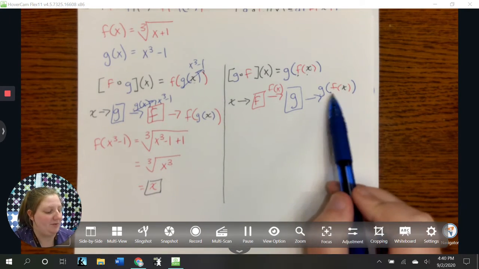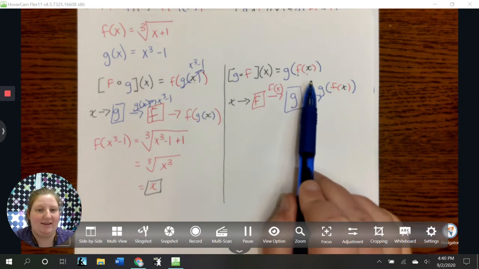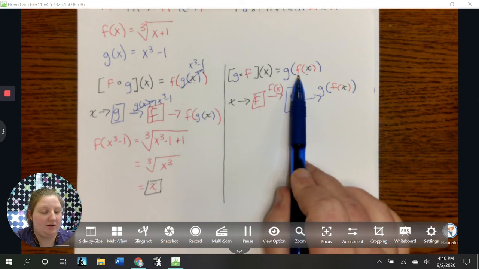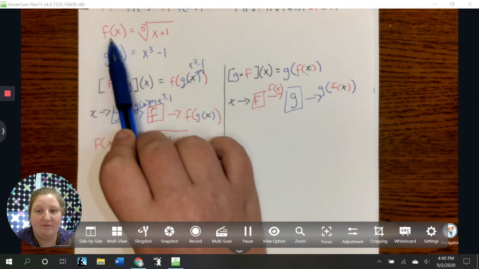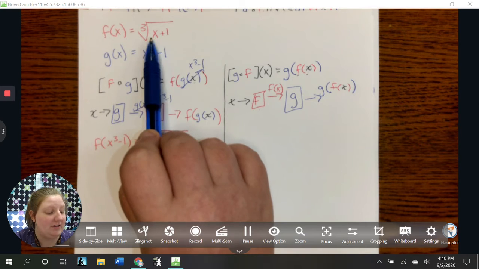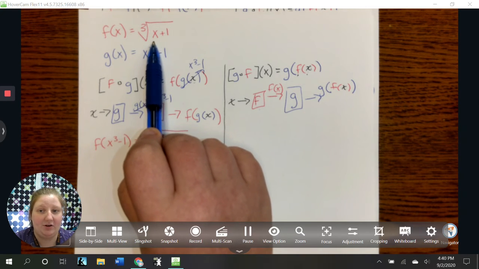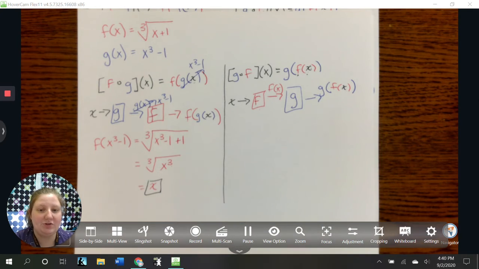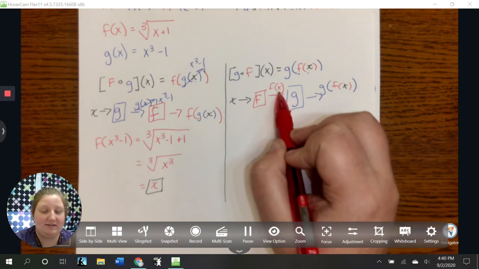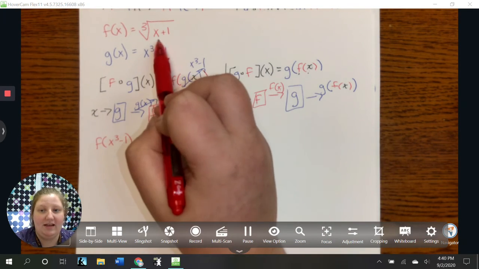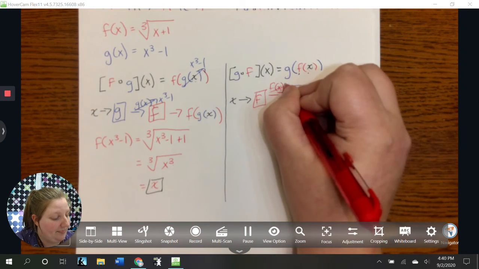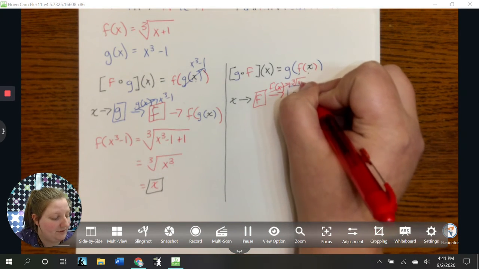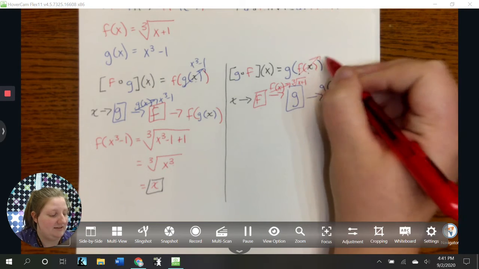So to evaluate this, we start with x by plugging x into f. Well, if we come up to our function f, we've already plugged x into our function. x is already the variable here. So there's not really anything to do to plug x into f of x. So we can go straight to f of x. And f of x is the cube root of x plus 1. So the cube root of x plus 1 is equal to f of x.